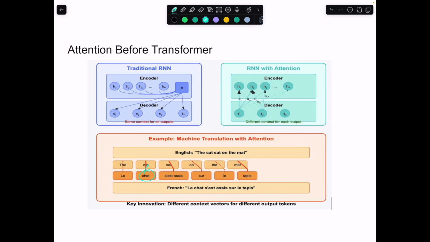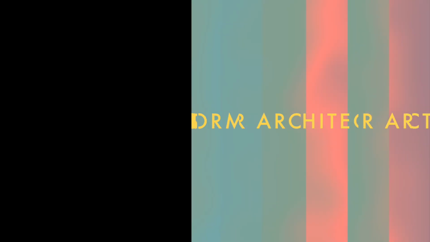So previously we had one single context vector. Now we calculate a specific context vector for a specific output token. For example, right now, when we are translating this English sentence to French, this word should pay more attention to cat in the input and not the mat. RNN with attention is able to quantify such emphasis using the output-specific context vector.